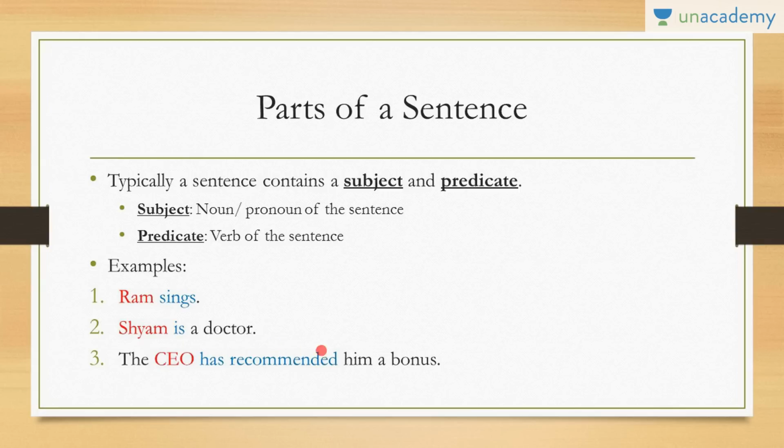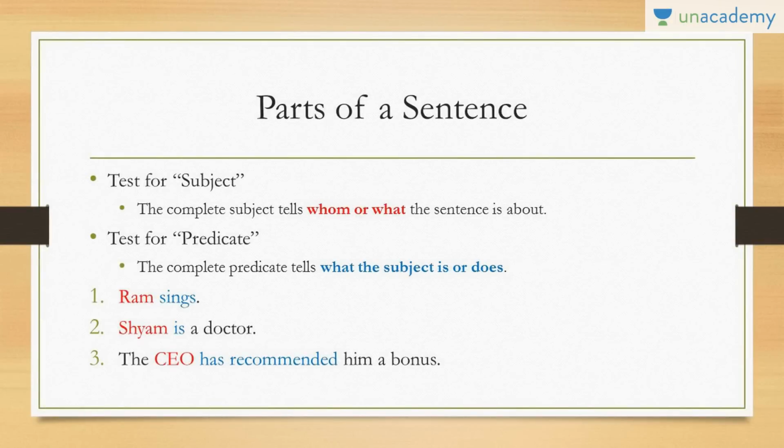Then the last example, the CEO has recommended him for a bonus. Who? The CEO, he's a noun. What has he done? He's recommended him for a bonus, right? This is perhaps the most important concept that you'll learn in the next few lessons, because on the basis of subject and predicate you will find a lot of questions. At times the verb might not agree with the subject, the tenses may be wrong, and so on. So being able to identify the subject and the predicate is of utmost importance.